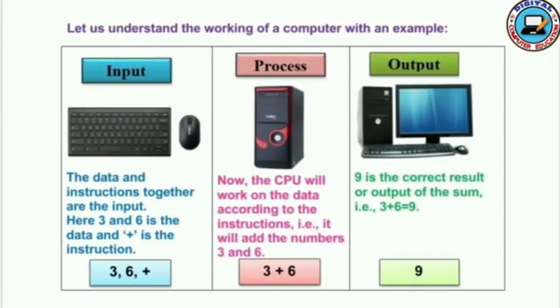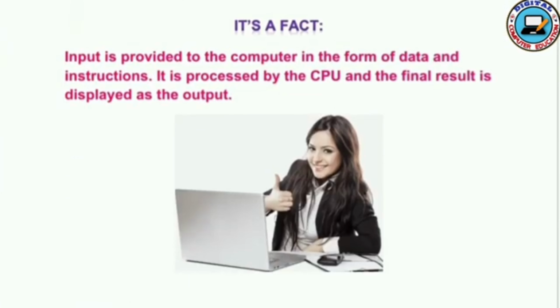Let us understand the working of a computer with an example. The data and instructions together are the input. Here 3 and 6 are the data and plus is the instruction. Input: 3 and 6, plus. Now the CPU will work on the data according to the instructions, that is, it will add the numbers 3 and 6. Process: 3 plus 6. 9 is the correct result or output of the sum, that is, 3 plus 6 equals 9. Output is 9. Input is provided to the computer in the form of data and instructions. It is processed by the CPU and the final result is displayed as the output.